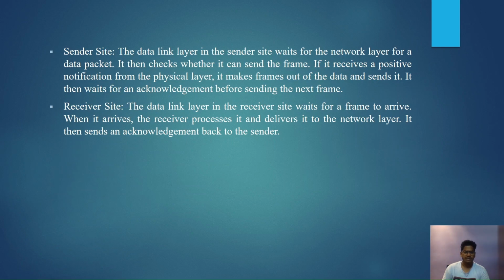So at the sender side, the data link layer waits for the network layer for a data packet. It then checks whether it can send the frame. If it receives a positive notification from the physical layer, it makes frames out of the data and sends it. It then waits for an acknowledgement before sending the next frame. At the receiver side, the data link layer waits for a frame to arrive. When it arrives, the receiver processes it and delivers it to the network layer. It then sends an acknowledgement back to the sender.